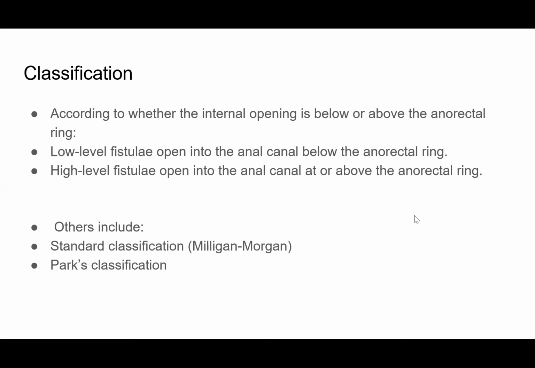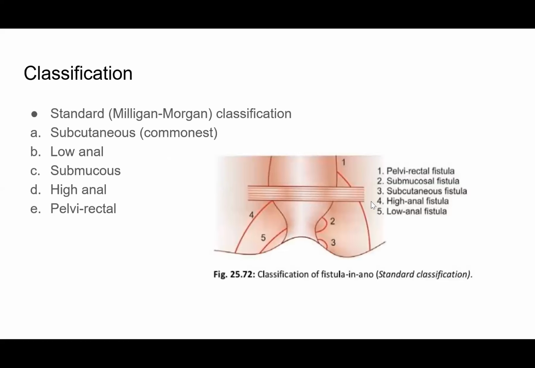Other classifications include the Milligan-Morgan or the standard classification, and then the Parks classification. So the next diagram shows the classification according to Milligan-Morgan. It's classified into five: the subcutaneous, the low anal, the submucous, the high anal, and the pelvirectal. So the pelvirectal is above the anorectal ring. However, the subcutaneous, submucous, high anal, and low anal types are below the anorectal ring and are low-level fistulas.